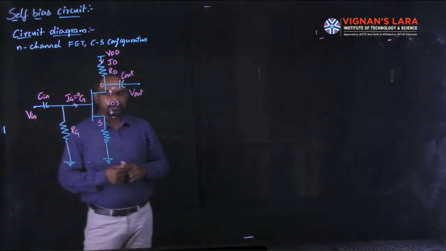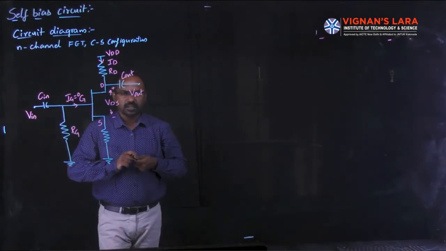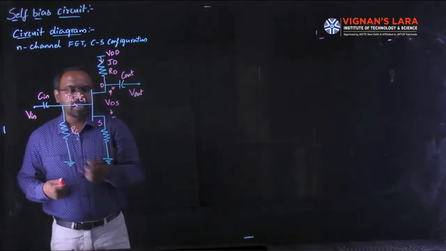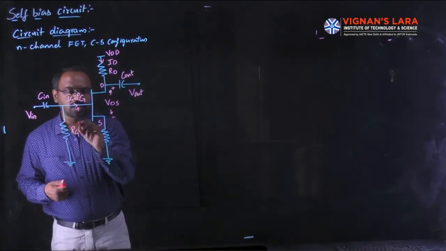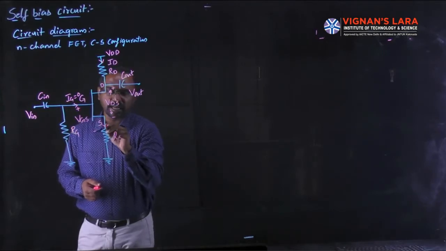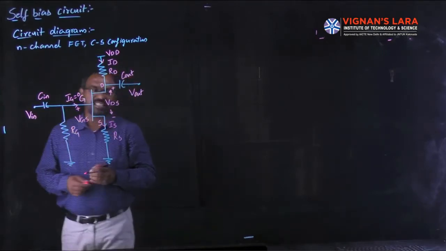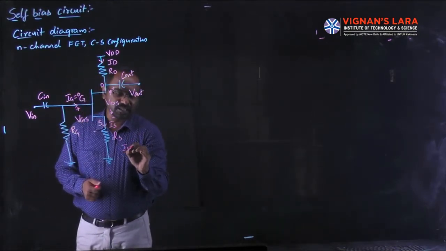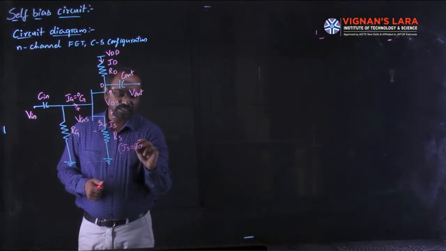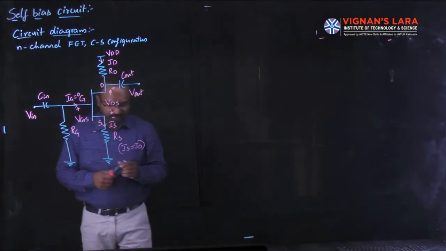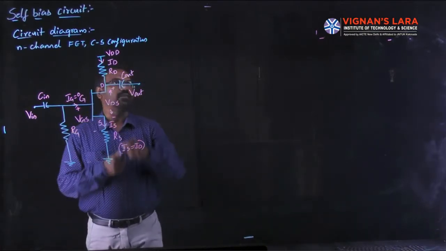So this is the self-bias circuit, and the most important thing is the voltage drop between gate and source, which is VGS. This resistance is RS and I am assuming the current flowing through it is IS. Generally IS will be equal to ID. IS is equal to ID. Right? So now we are going to draw the DC biasing circuit. So write that one also.